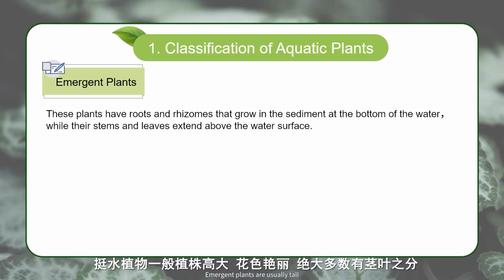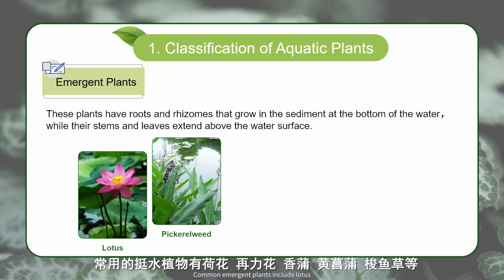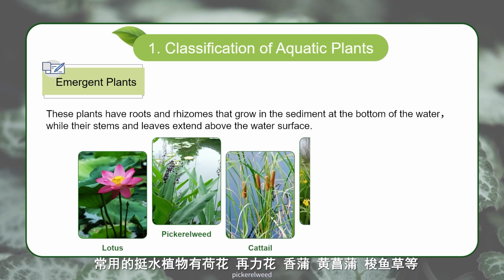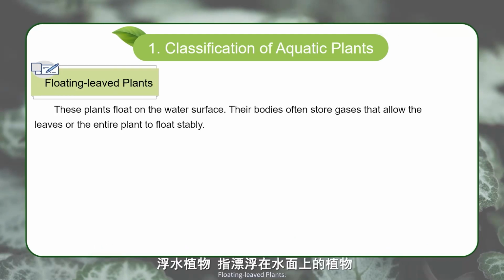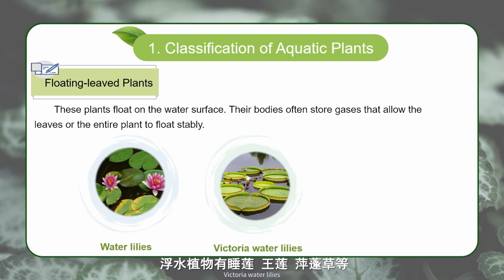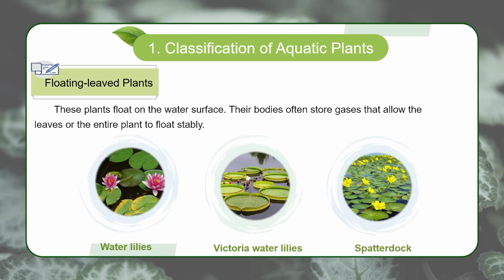Emergent plants are usually tall, with striking flowers, and most have distinct stems and leaves. Common emergent plants include lotus, pickerelweed, cattail, yellow iris, and arrowhead. Floating-leaved plants. These plants float on the water surface. Their bodies often store gases that allow the leaves or the entire plant to float stably. Examples of floating-leaved plants include water lilies, Victoria water lilies, and spatterdock.